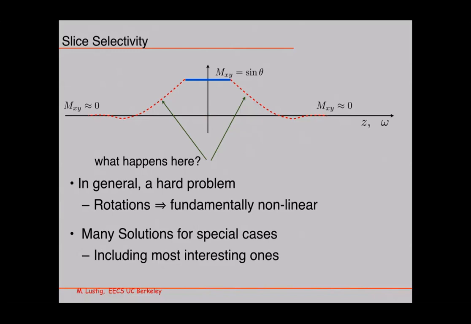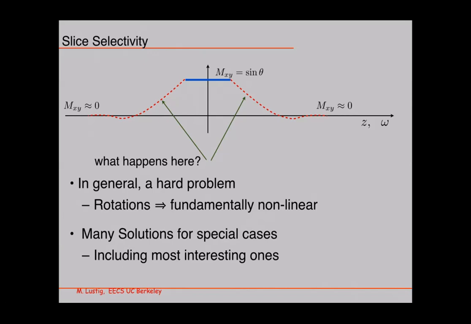All right. So in general, it's a hard problem because fundamentally rotations are nonlinear. And also they don't commute. If I apply one rotation, it doesn't necessarily commute with another one if they're not applied on the same axis. If they're applied on the same axis, then they commute and they're linear and they add, but if they're not on the same axis, then they're not. And so there are solutions for many special cases, including some of the most interesting ones.